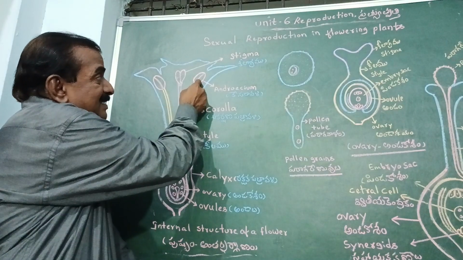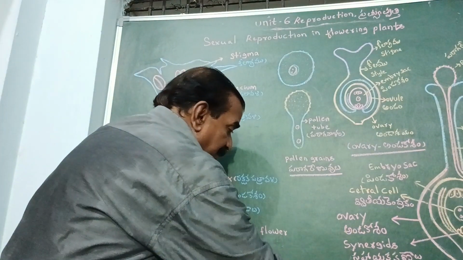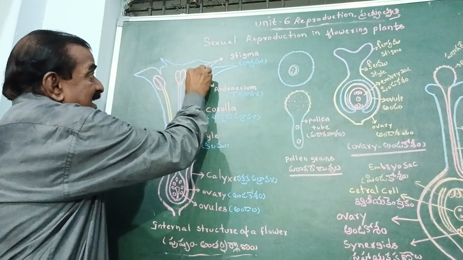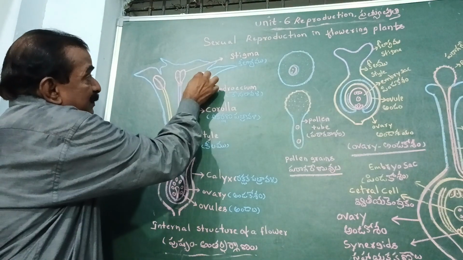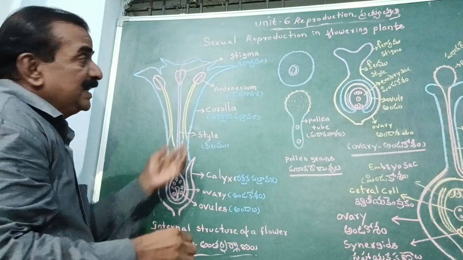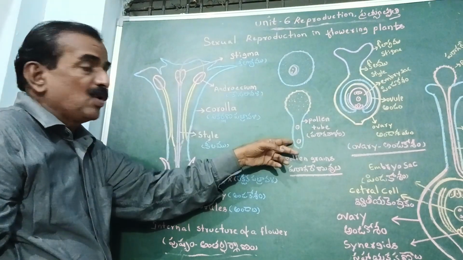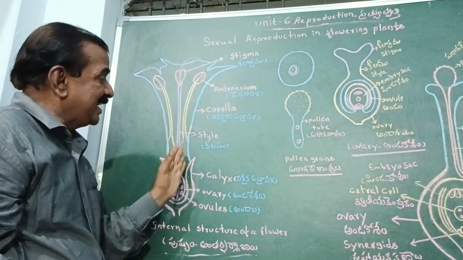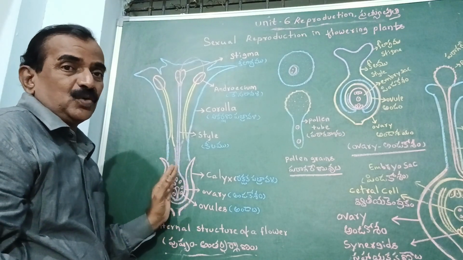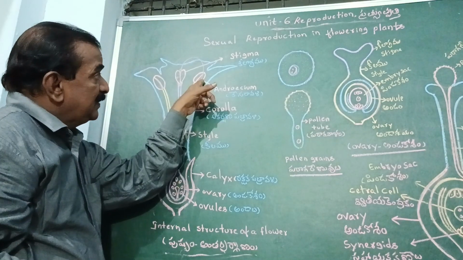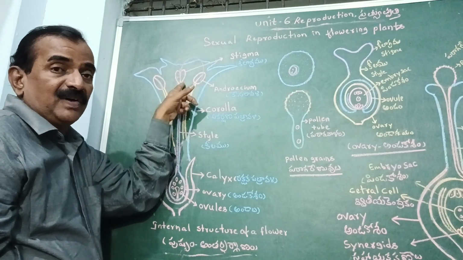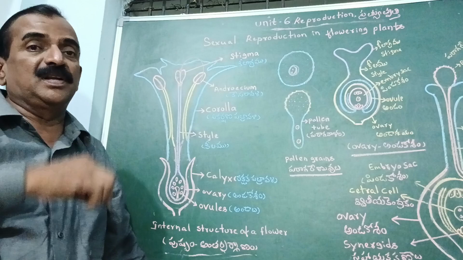So here pollen grains are produced by the male part, and these pollen grains are male gametes. If the pollen grain falls on the stigma, it may germinate, and finally a male gamete may fuse with the egg cell to form a zygote. So if pollen grain falls on the stigma of the same flower, that is called self-pollination.